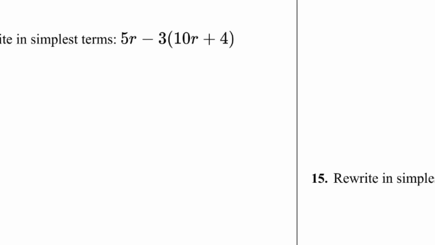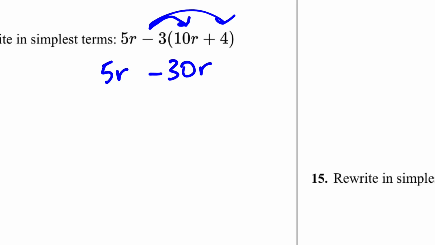Sometimes when we combine like terms, we also have to distribute. For example, the first thing we do here is we rewrite this. The 5r carries down. This becomes minus 30r minus 12. Then we can combine the r's, and we get negative 25r minus 12 as our final answer. So first distribute, and then combine like terms.